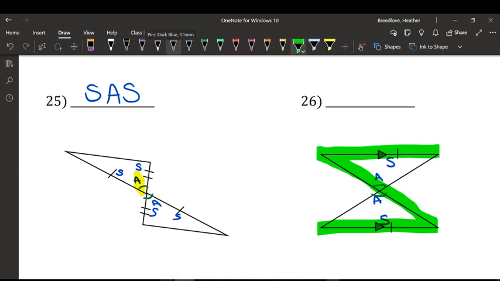And now I know that the alternate interior angles are congruent. So that means that this angle is the same as this angle. So when it's side, angle, side, side, angle, angle, side, angle, angle, or angle, side, that is another angle and another angle.